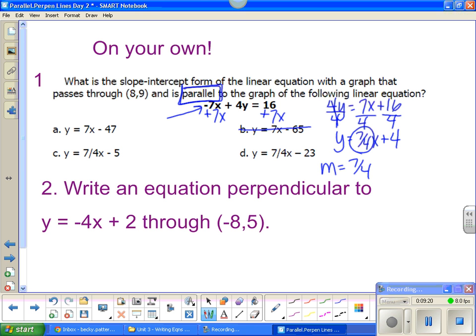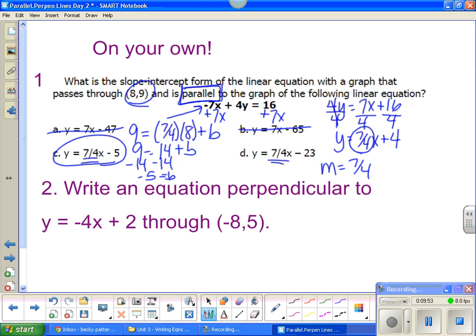So he's out, and he's out. So both of these have a slope of 7/4. So now I need to find what my y-intercept is. So I'm going to use my point, and I'm going to go y equals mx plus b. 4 goes into 8 2 times. 2 times 7 is 14. And then I subtract 14 from both sides, and I get b to equal a negative 5. So my answer is C.